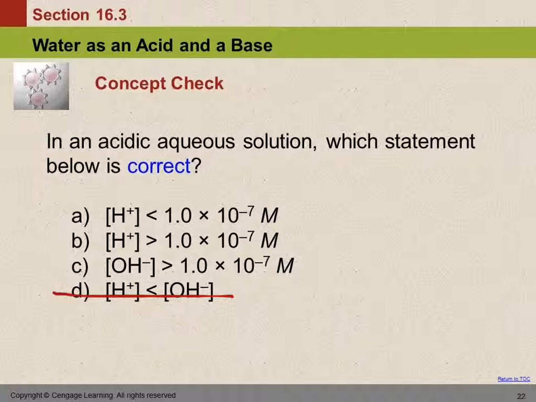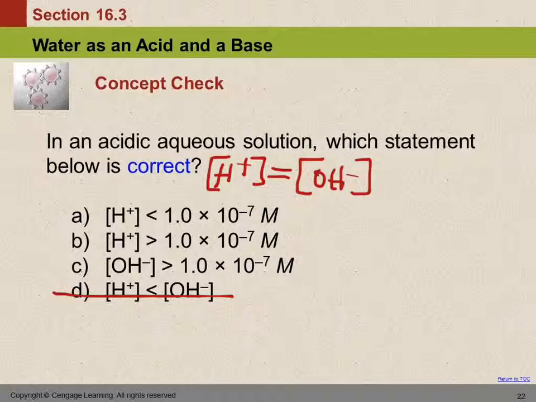And so what is this 10 to the minus 7th molar thing? Well, when H plus equals OH minus, and when we put the brackets around, it means the molar concentration of whatever's inside the brackets. Those are going to equal 1.0 times 10 to the minus 7. Because 1.0 times 10 to the minus 7 times 10 to the minus 7, if you multiply those, you get 10 to the minus 14. So this is the concentration in pure water.